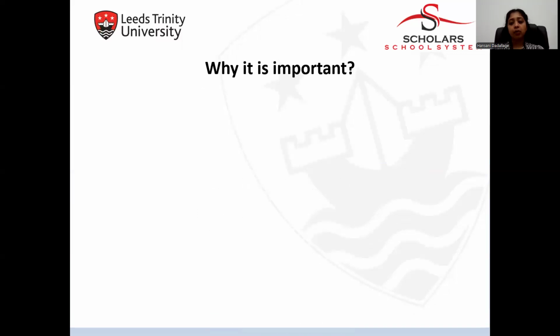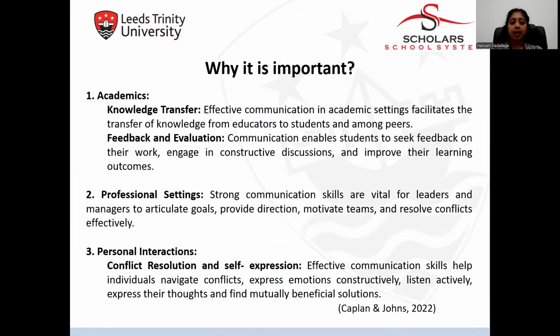Then why is it important? As I mentioned, communication is very important. If you look at an academic setting, why is communication important? It is important for knowledge transfer. Effective communication in academic settings facilitates the transfer of knowledge from educators to students and among peers. You can get knowledge from your educators, and also through discussions with your colleagues. Therefore, effective communication is vital in an academic background.